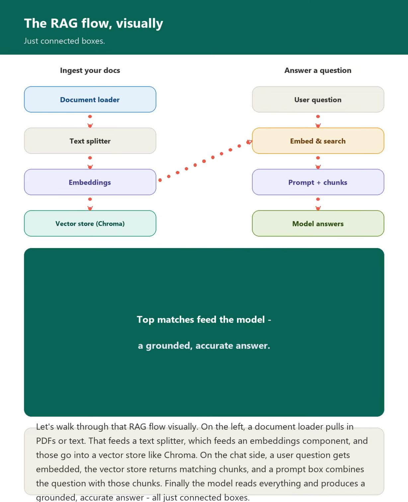Let us walk through that RAG flow visually. On the left you have a document loader pulling in PDFs or text. That feeds a text splitter, which feeds an embeddings component. The embeddings go into a vector store like Chroma or Astra. On the chat side, a user question gets embedded, the vector store returns matching chunks, and a prompt box combines the question with those chunks. Finally the model box reads everything and produces a grounded, accurate answer. All of this is just connected boxes.